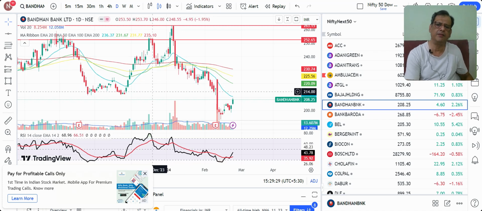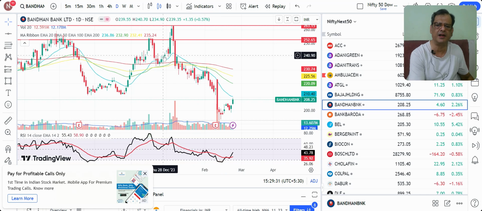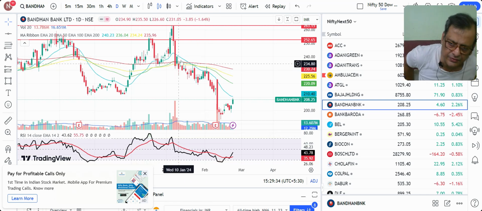What it means is that the more the number of candles, the more the chances are that thousands or lakhs of orders have been absorbed.